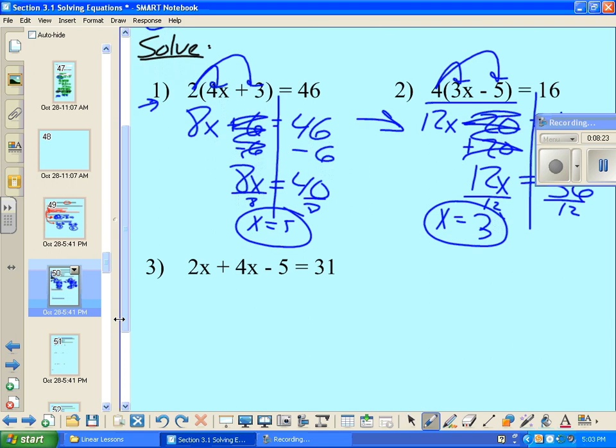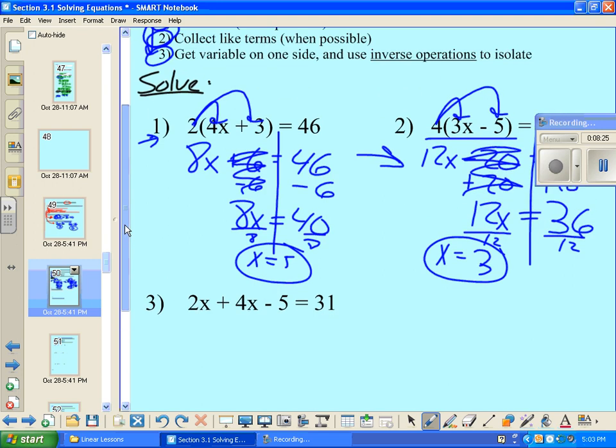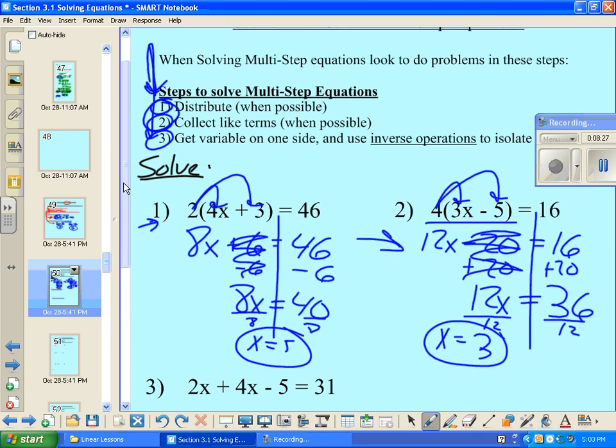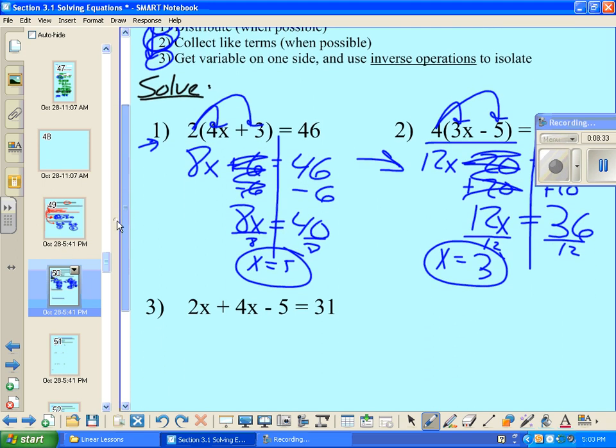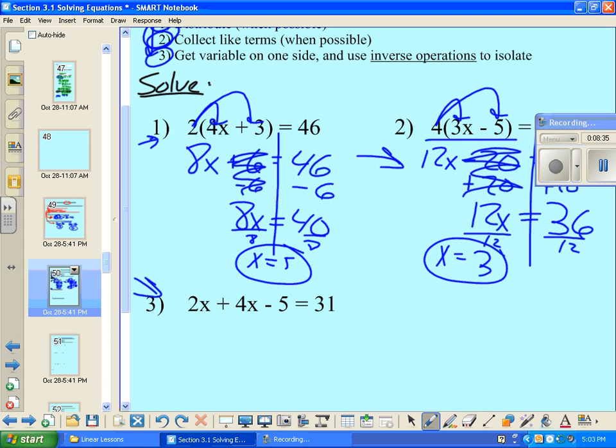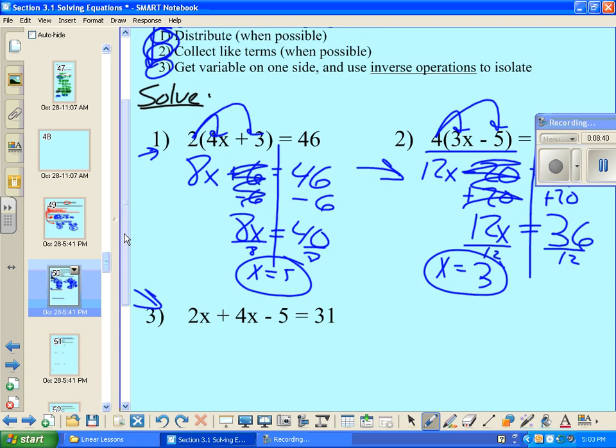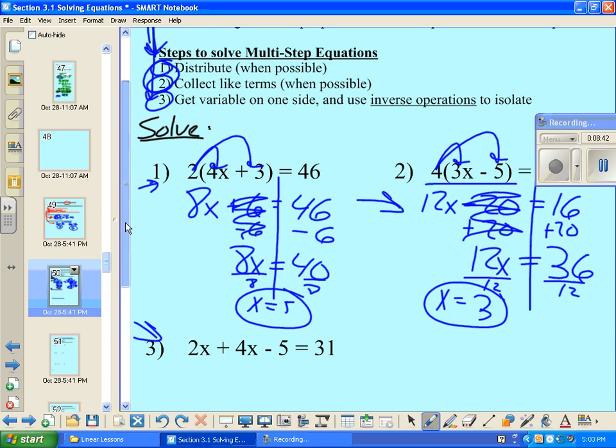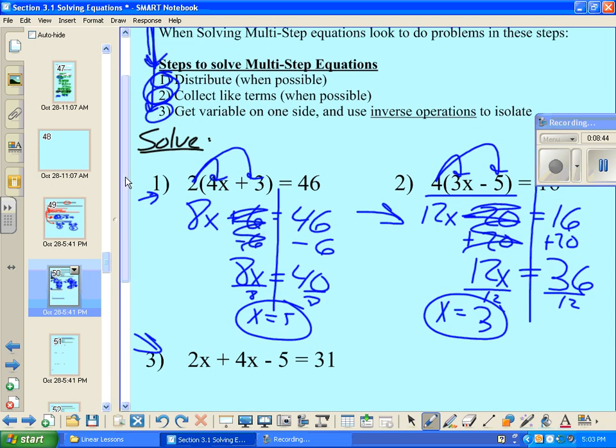I'll look at number 3 here. Example number 3 says 2x plus 4x minus 5 equals 31. If I look back at my steps, step number 1 says distribute, but in this problem right here, there's nowhere to distribute. I can just skip that step because there's no number outside of parentheses, nowhere to multiply things together. So I'm going to skip that step and go to collect like terms, step number 2.